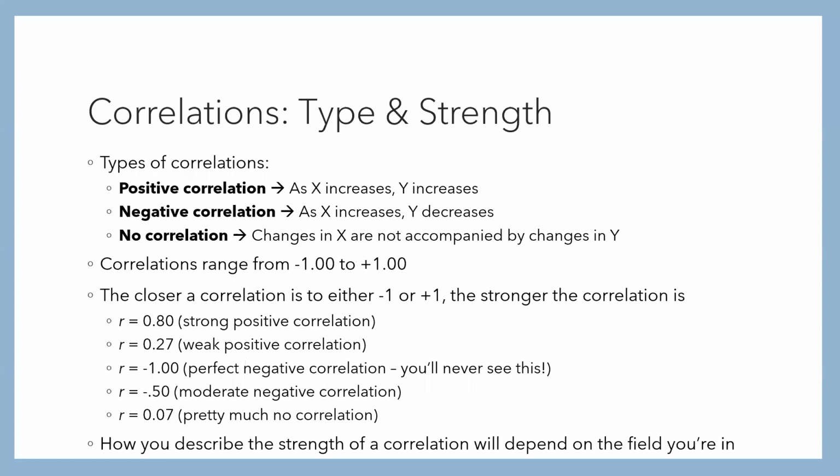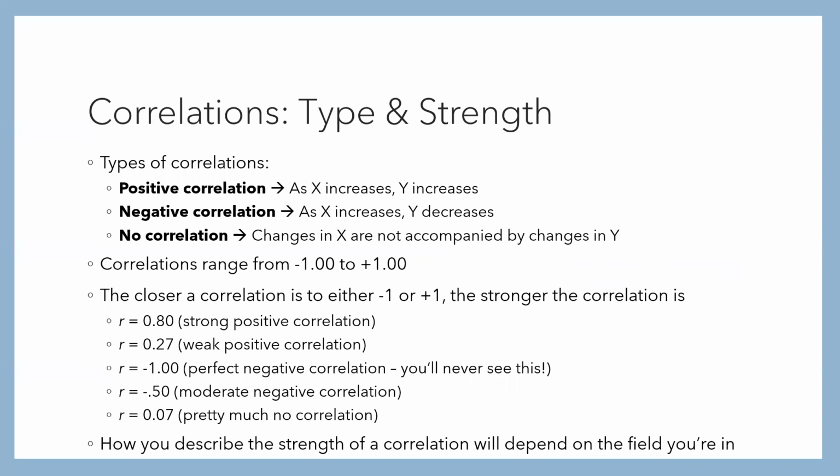There are three general types of correlations. Positive correlation, as X increases, Y also increases. Negative correlation, which is when as X increases, Y decreases. And then just having no correlation. So changes in variable X are not accompanied by changes in variable Y at all.